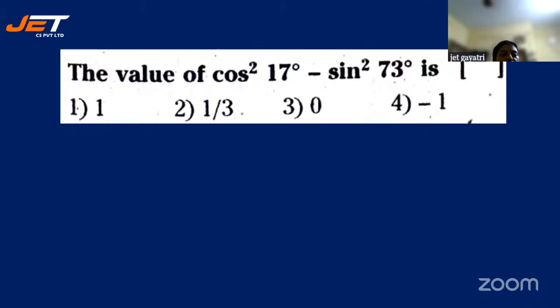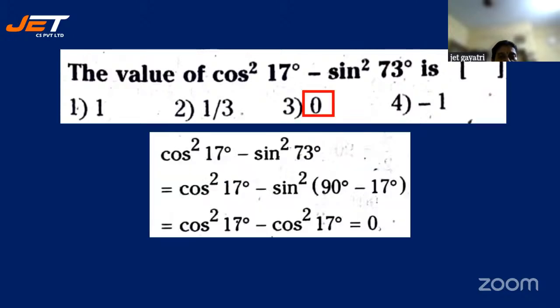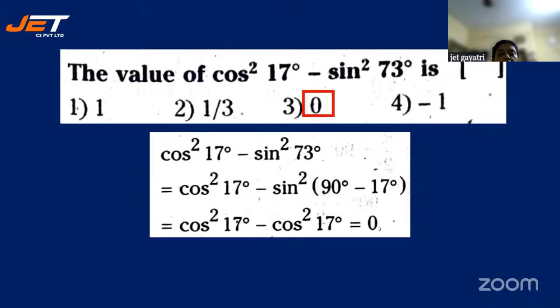The value of cos square 17 minus sine square 73 is dash. Right. So cos square theta minus sine square theta. How can you write sine square theta as sine square of 90 minus theta, which is nothing but cos square theta. So cos square 17 minus cos square 17 is 0. Alright. So that is how you are getting option 3 as the answer.